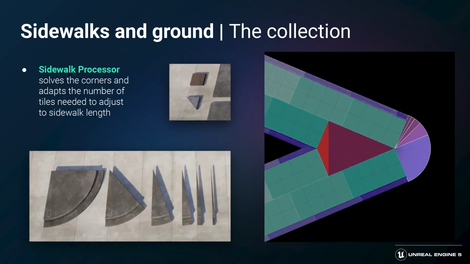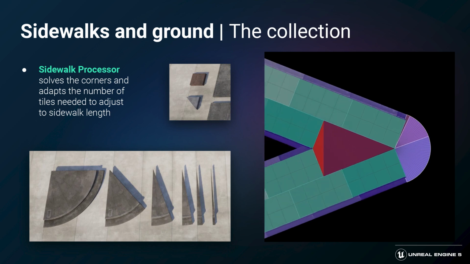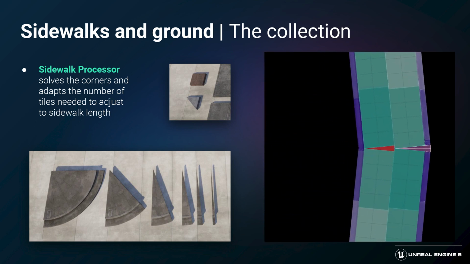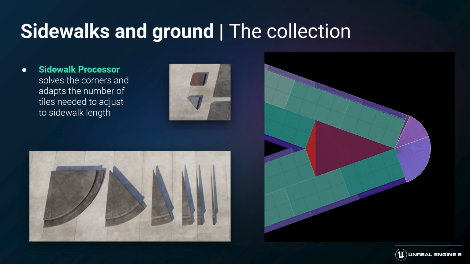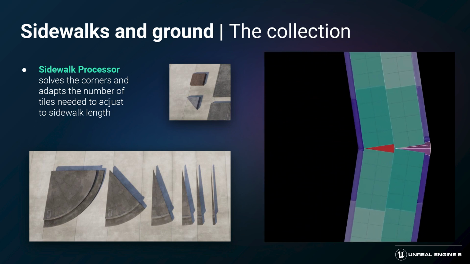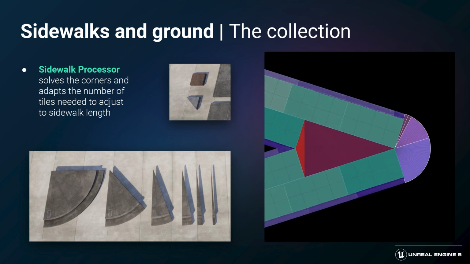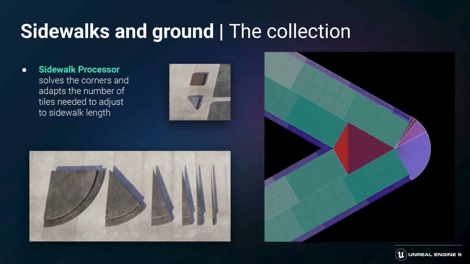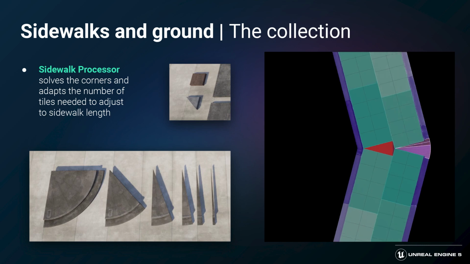And here we can see how the sidewalk processor works at different sidewalk connection angles. It would calculate how many tiles are needed to make the sidewalks, randomly assign types, and solve the external and internal corners independently. Notice how for the inside corner, the 2 triangle pieces scale non-uniformly back and forth to adapt.